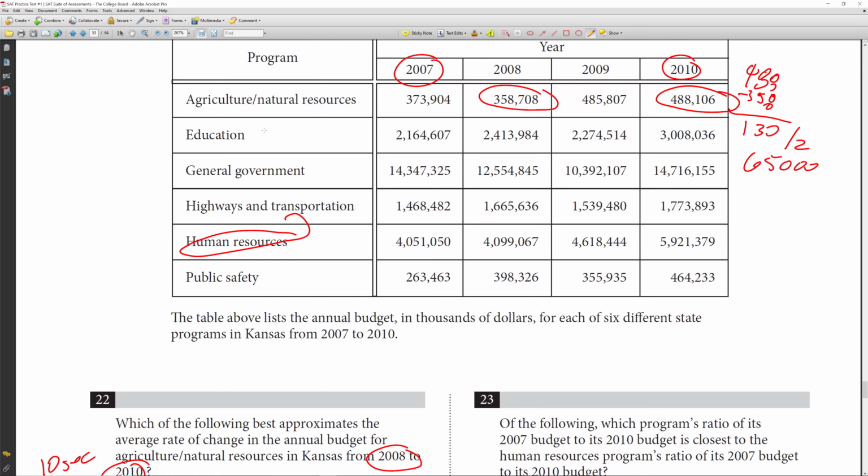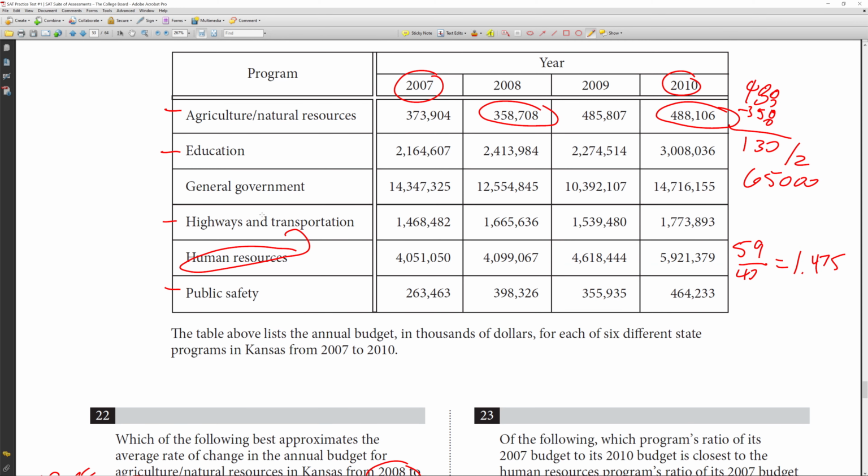So what you need to do is go from 2007 to 2010. To save some time, this is really 59 over 40. This is closest to 1.475. So now we've got to do the same for all the other ones. I need a number that's close to 1.475. On the top number here, I need to take the 2010 number and divide by the 2007 number. So this is 488 over 373. 488 divided by 373, that's 1.3.